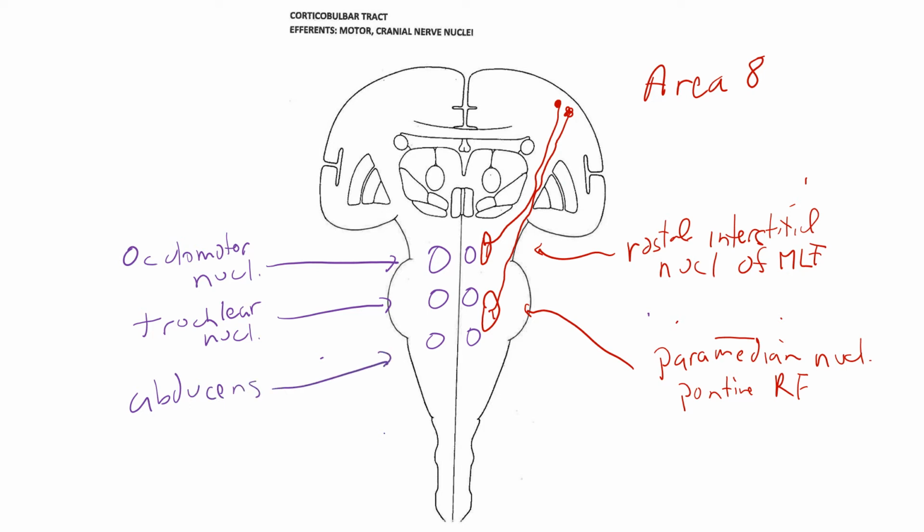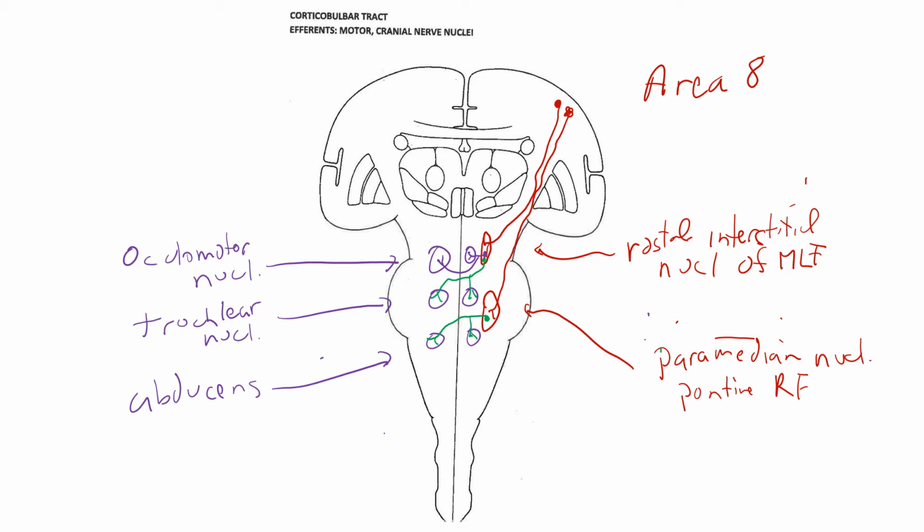And so out of the rostral interstitial nucleus, I am going to see a bilateral innervation to the oculomotor nucleus. Out of the interstitial nucleus, I'm going to see a bilateral innervation to the trochlear nucleus. And then finally, out of the paramedian nucleus, I'm going to see a bilateral innervation to the abducens nucleus.